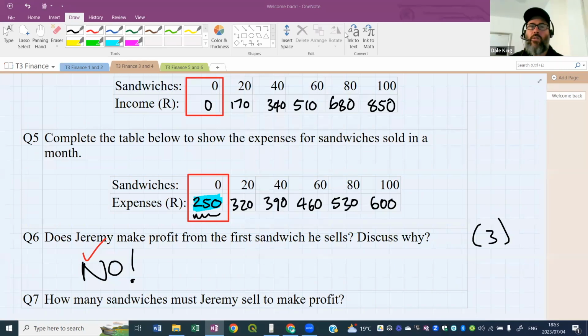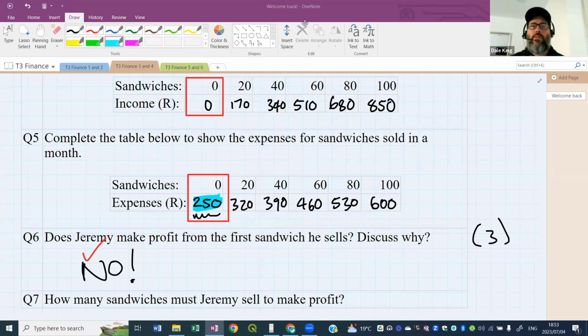All right, so there's Kawhi confirming my answer, saying if he sells one, he's not getting much income. He needs to sell a lot more to start making profit. Okay, you're right, Kawhi. Very good. Yes. All right, so Lomi's with a good answer there. The expenses are high and his income is low for one sandwich. He needs to sell a lot. All right, yes. Okay, you guys are on the right track now.